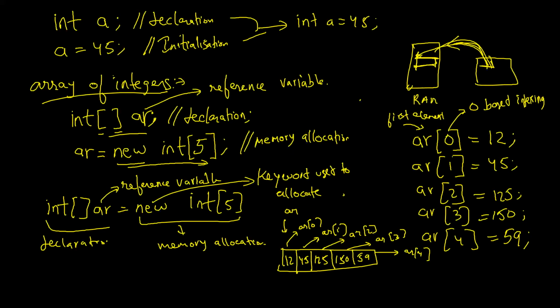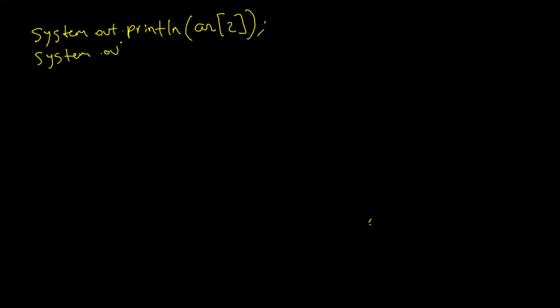For example, you have an array here with values like this. Can you print the third value? Yes, I can print the third value. I'll just do this: AR of 2, because this is the third value, right? Can you print the fourth value? Yes, I can do that. Fourth value, correct? So are you getting what I'm doing?